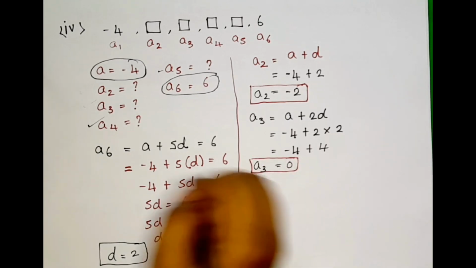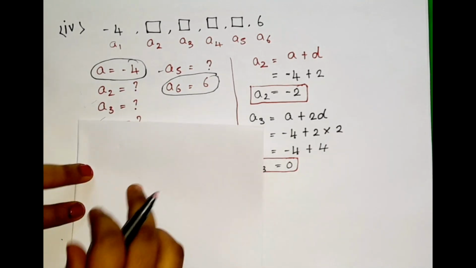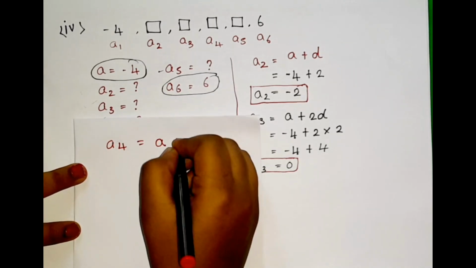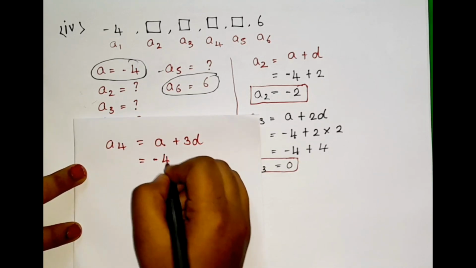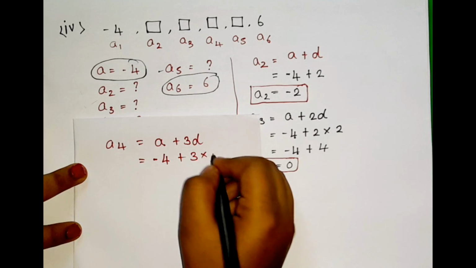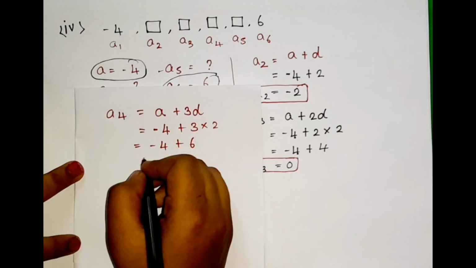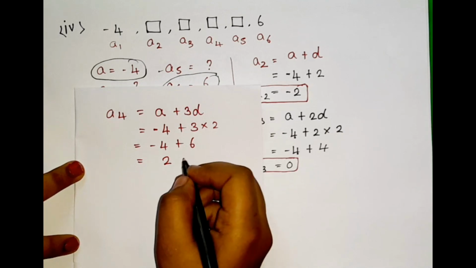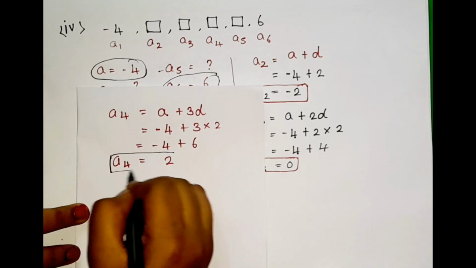Okay, so now let us find the A4 value. I'll just solve it here. So what is the A4? We can write it as A plus the previous number of 4, which is 3. So the A value is minus 4 plus 3 into the D value, which is 2. It is equal to minus 4 plus 3 times 2, which is 6. Plus and minus is minus. So when we subtract, we get 2, and this is going to be your A4 value. So the A4 value is 2.